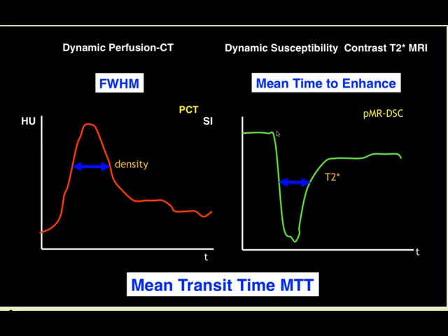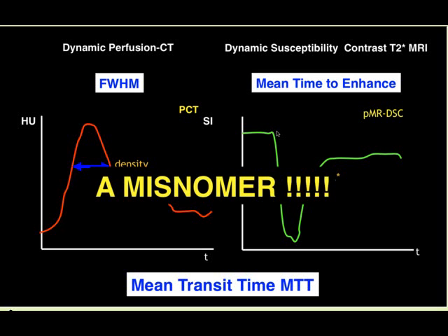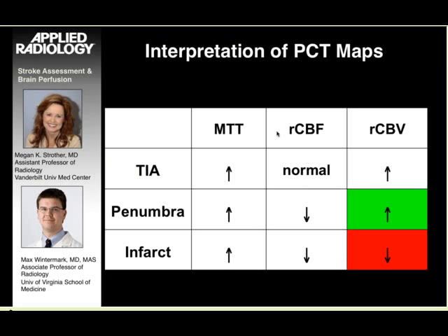Finally, you have to remember also that you can measure the width of your curves. They have different names: full width at half maximum, mean time to enhance, mean transit time. Be careful though, because the mean transit time term should be reserved for those software that use deconvolution, and the mean transit time is the result of this deconvolution.